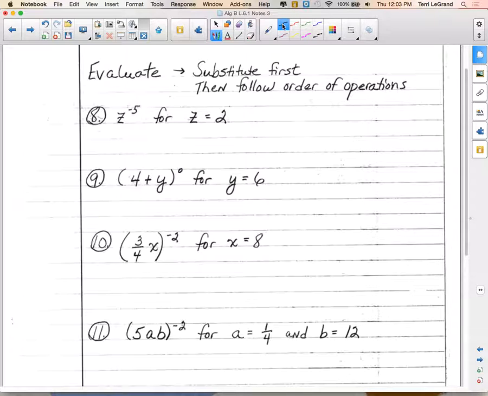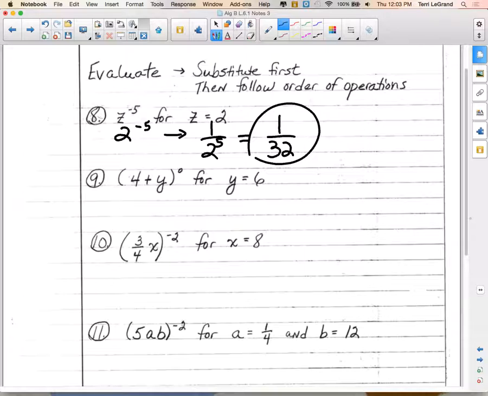We are going to put 2 in for Z. Does 2 have to go in parentheses? No. Why not? Because it's not a negative base. Okay, so how can we rewrite 2 to the negative 5 power? 1 over 2 to the 5th power. You're getting there. Okay, 2 to the 5th power. And 2 to the 5th power is, anybody do your power tables? 2 to the 5th power is 32. So 1 over 32. Is that as good as it's going to get? It is. Okay.